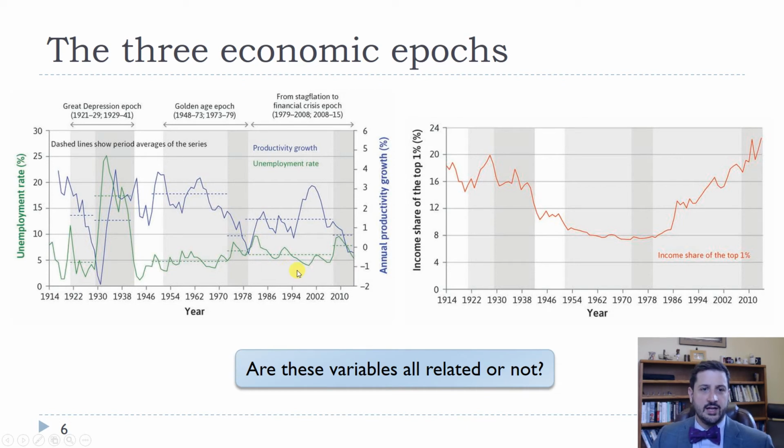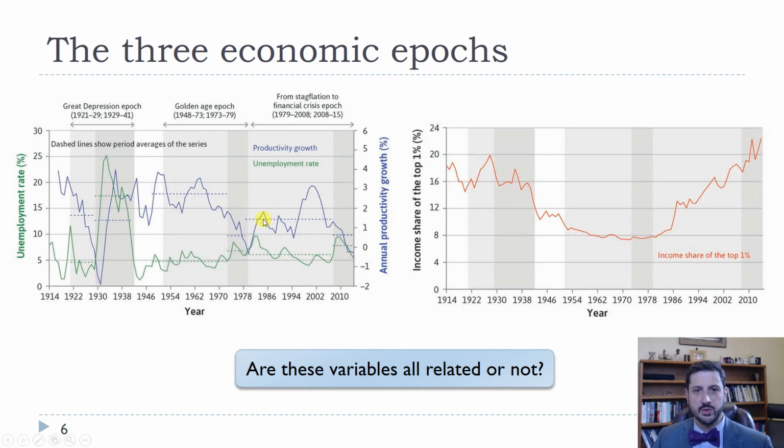Another thing that we can look at is the unemployment rate over time. So this shows the unemployment rate in the United States for 100 years along with productivity growth. You can see the unemployment rate hit 25% at the height of the Great Depression, whereas it only hit about 10% at the height of the Great Recession. Productivity growth was very strong in the post-World War II years, but it was also pretty strong after the initial fall in the Great Depression.